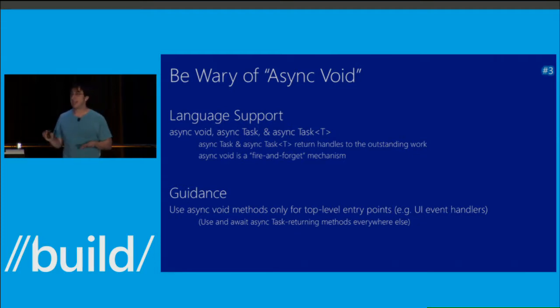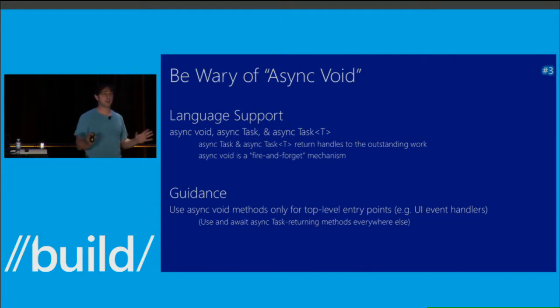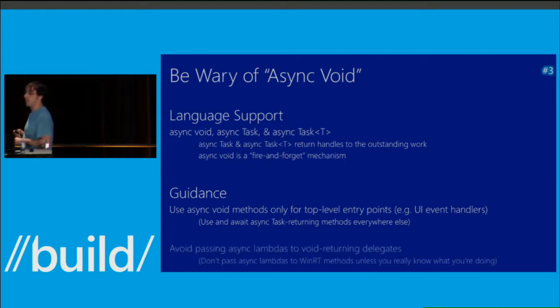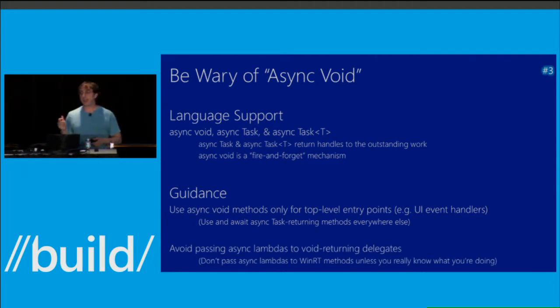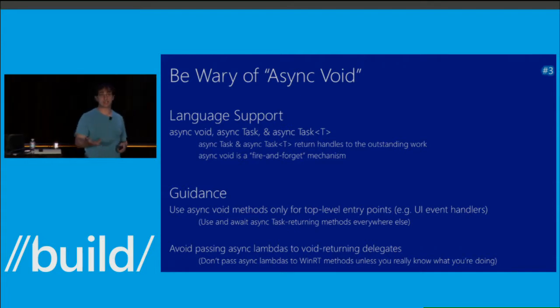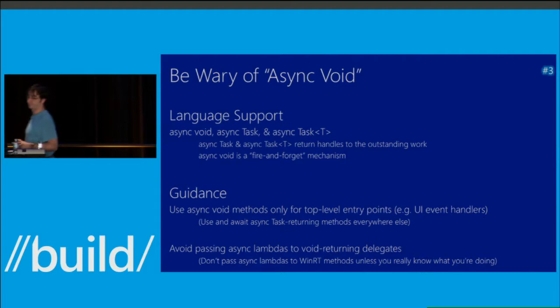However, async void is also incredibly easy to misuse. So if you ever find yourself writing a library and you expose an async void method, think twice. Think 14 times. It's probably very much not what you want to do. And in fact, if you ever find yourself passing an async delegate, an async lambda, as a parameter to a method that accepts a delegate, 99.9% of the time, you're going to have a bug. So let's take a look at that.